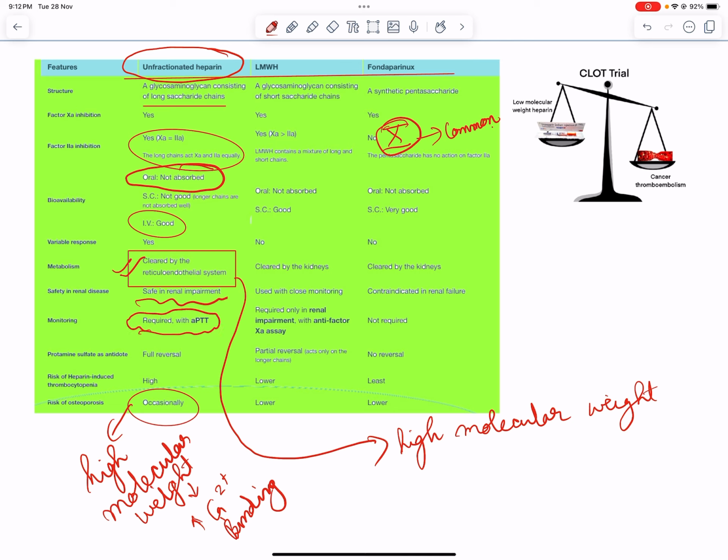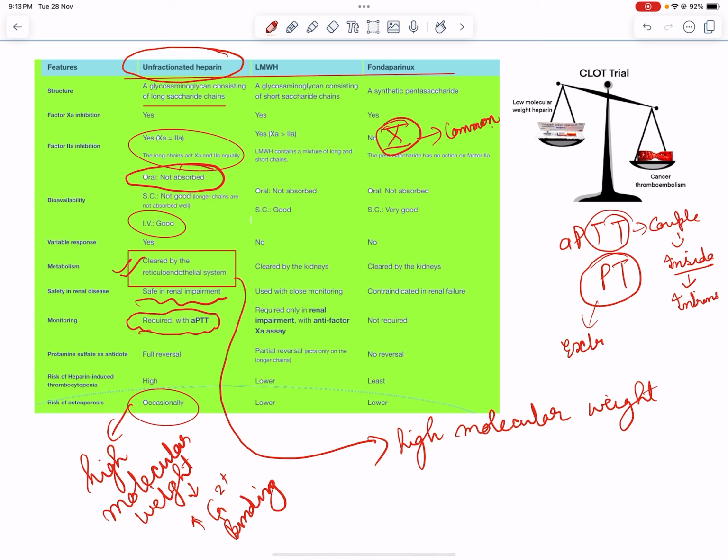So aPTT is affected. Very often we get confused about what aPTT and PT are associated with. aPTT is like a couple who always remain inside the house, so they are the intrinsic pathway, and PT is the extrinsic pathway, because when you are single you tend to roam around in the city. So we can monitor it by aPTT.